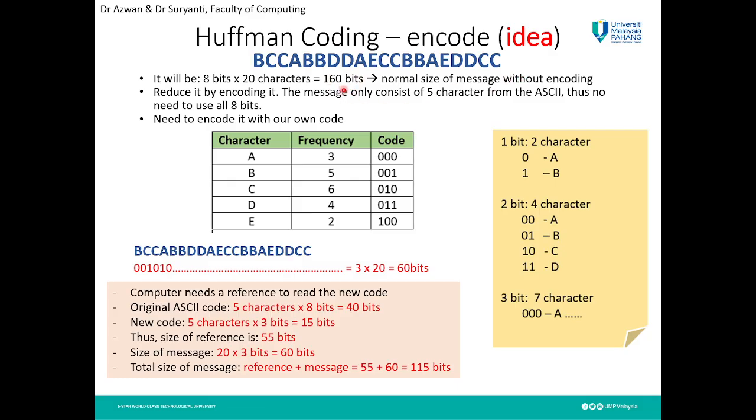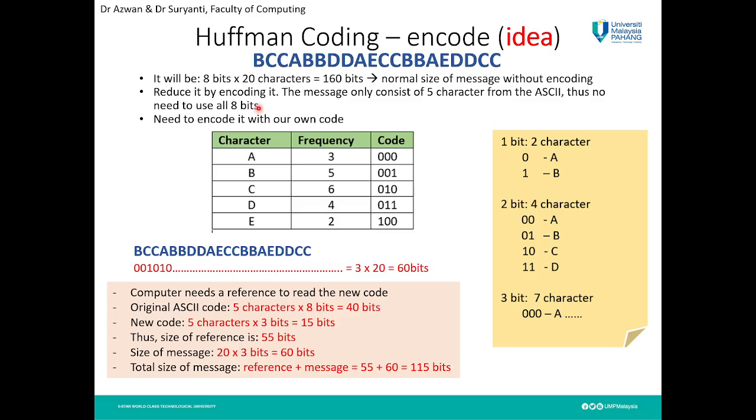So to achieve the optimum way to send this message, we need to reduce the size by encoding it. In this case, our message only consists of 5 characters from the ASCII. We have B, C, A, D, and E. So we only have 5 characters: B, C, A, D, and E. So why do we need to use 8 bits, when we only have five characters?